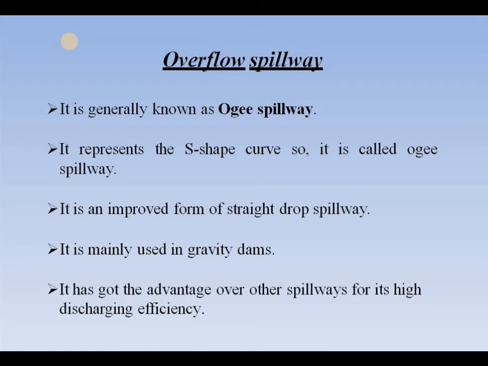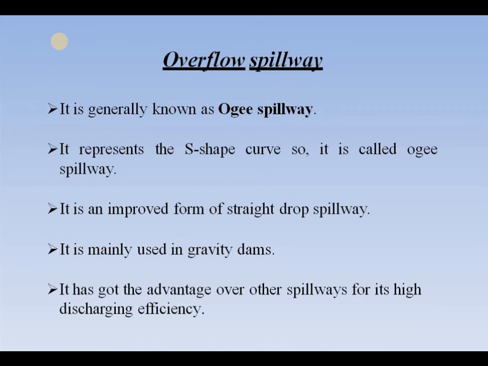The next type of spillway is the overflow spillway. It is also known as the Ogee spillway. This is the most commonly used spillway. It is widely used in gravity dams, arch dams, or buttress dams. Several earthen dams are also provided with this type of spillway as a separate structure. Ogee spillway is an improvement upon the free overflow spillway. कि आगे का जो spillway है उसका improved version है.